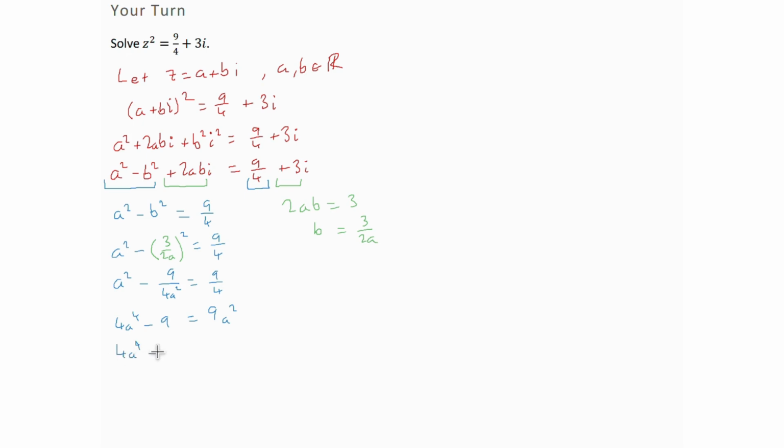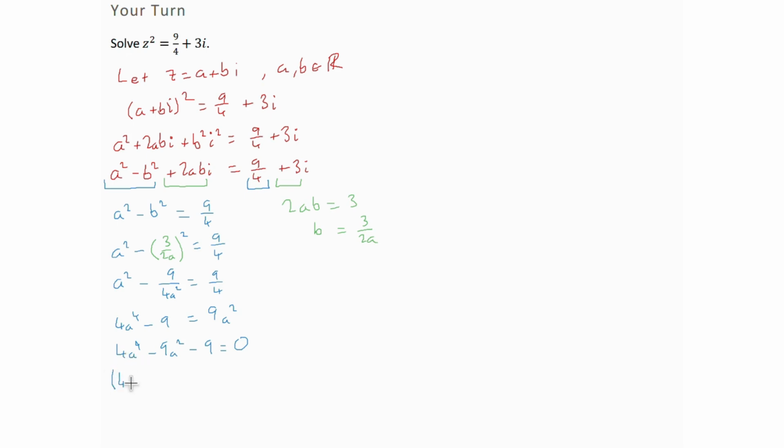which I'm going to rearrange into the form 4a to the 4 minus 9a squared minus 9 equals 0. Now this is what we call a hidden or disguised quadratic, and we see how to solve a lot more examples of things like this in the second unit. We'll come back to that, but for now I'm going to treat this as a quadratic, but it's not in a, it's in a squared.